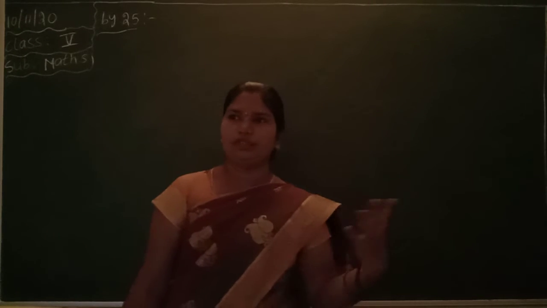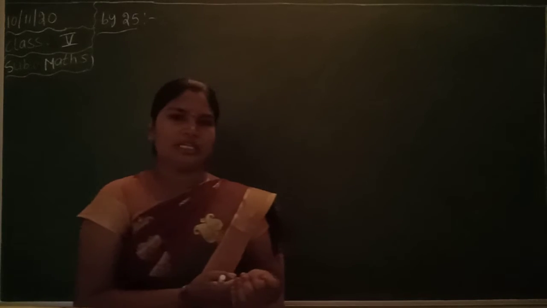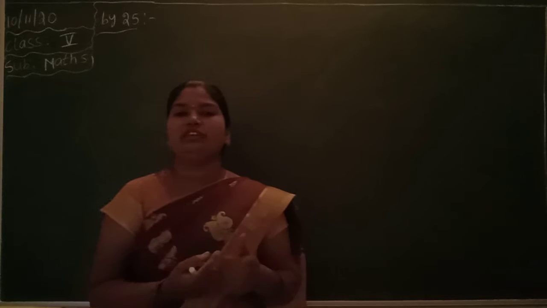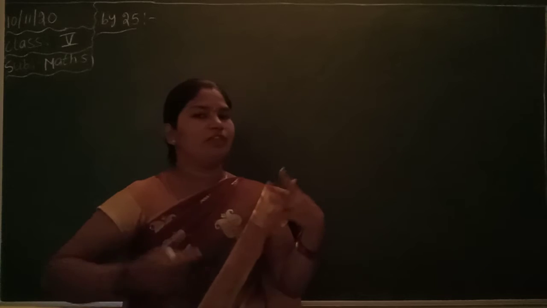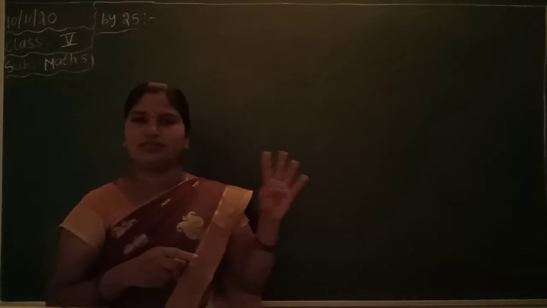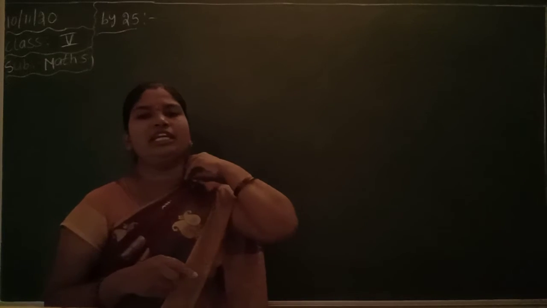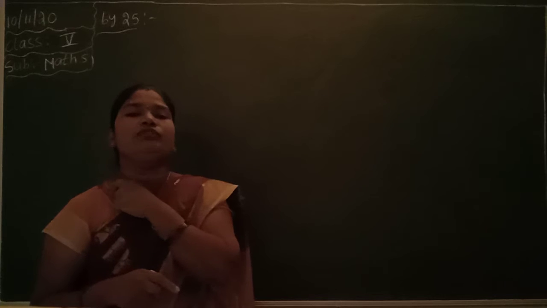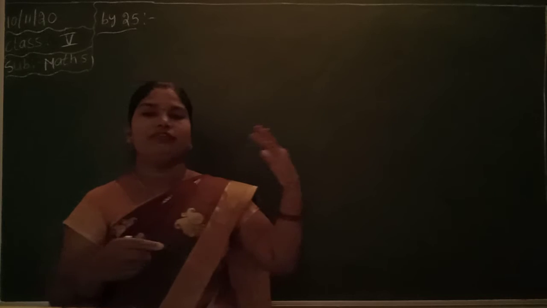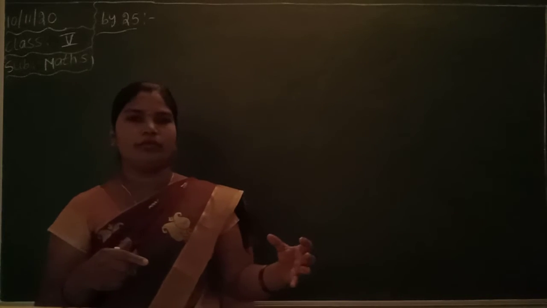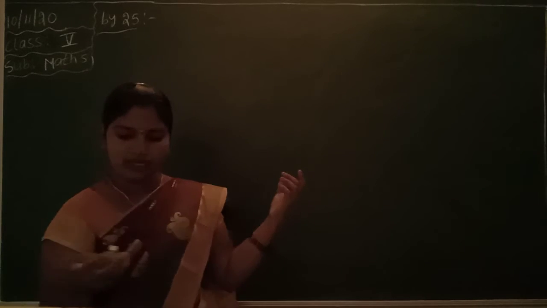Good morning children. Today in 5th class mathematics we will discuss the divisibility rule by 25. If any number is given, whether a 4-digit, 5-digit or 3-digit number, what you have to observe is the tens place and ones place. If the tens place and ones place form a number divisible by 25, then the whole given number is divisible by 25.